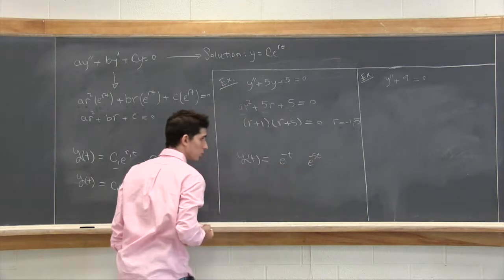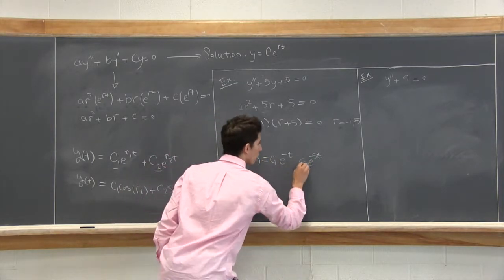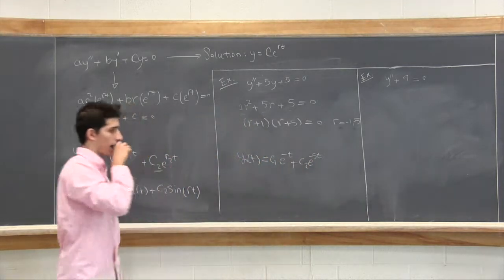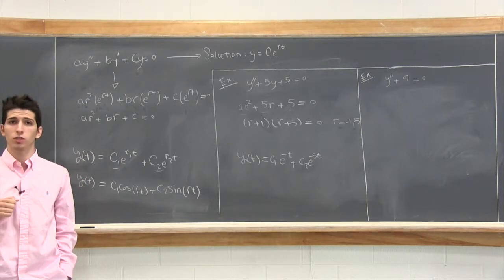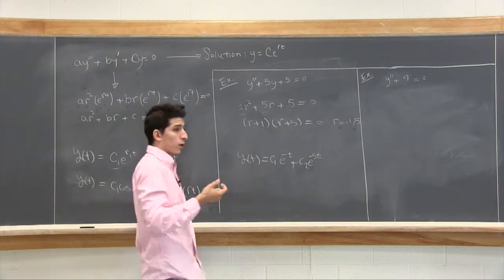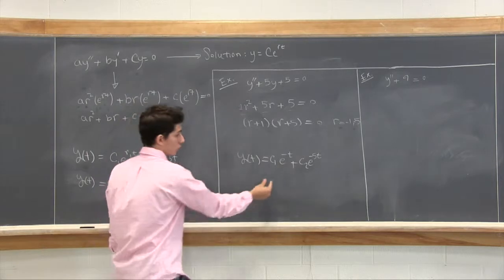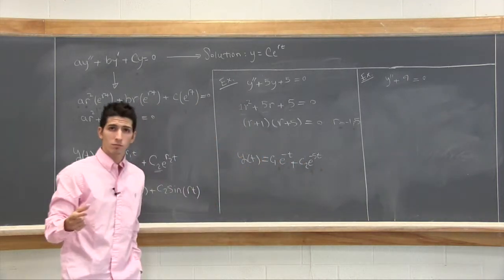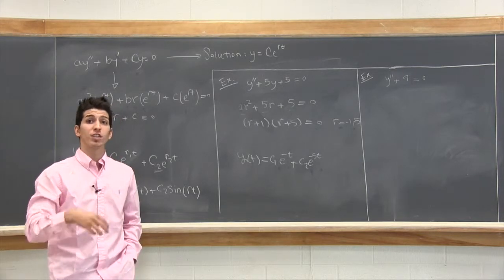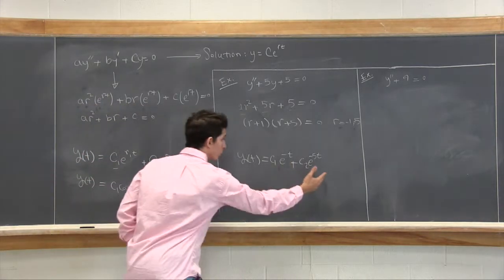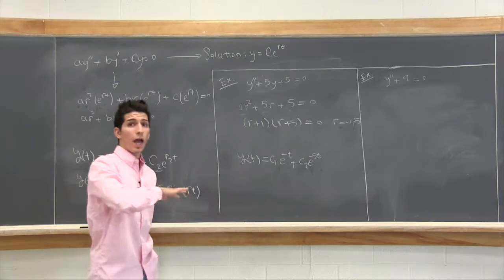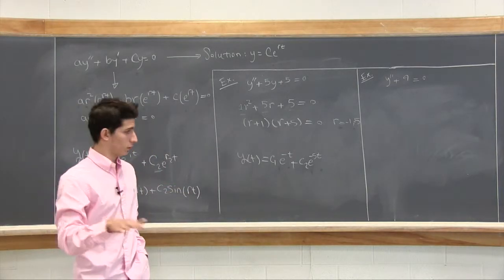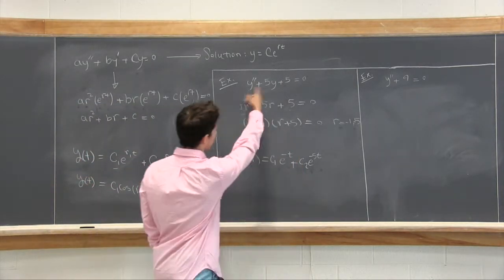Those are my two roots. And then I'm just going to multiply them by two constants and add them together. And there's my general solution. Right? If you were asked for two different solutions, you can just give e to the minus t and e to the minus 5t. Or if you're asked for the general solution, you give this, which is any solution in the entire universe that could satisfy this equation.